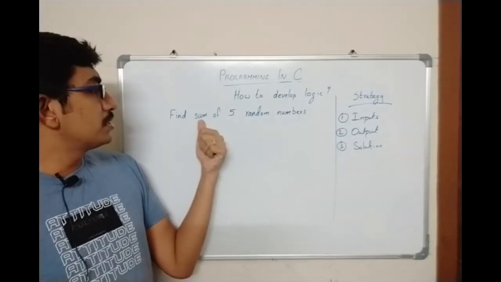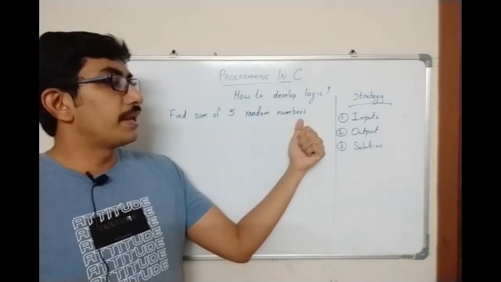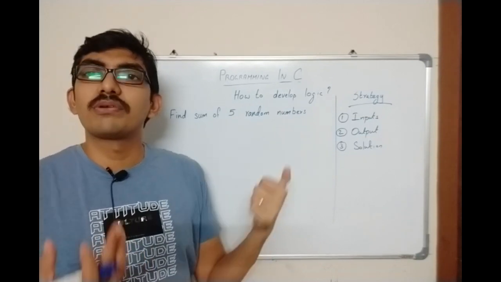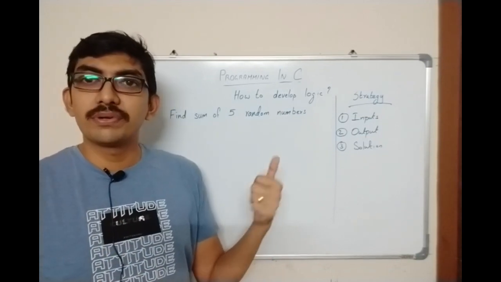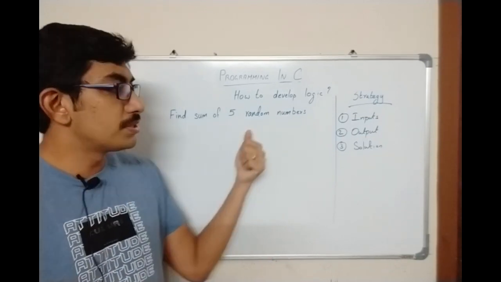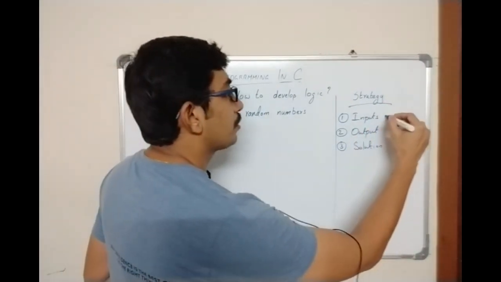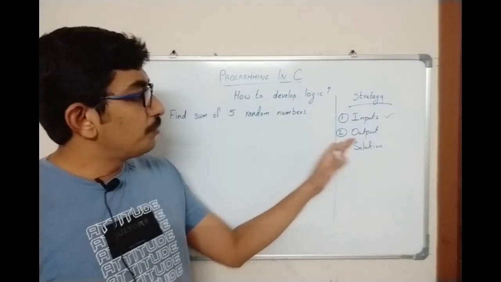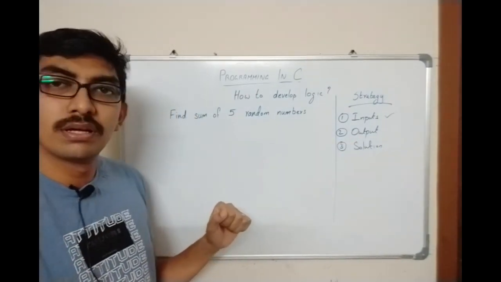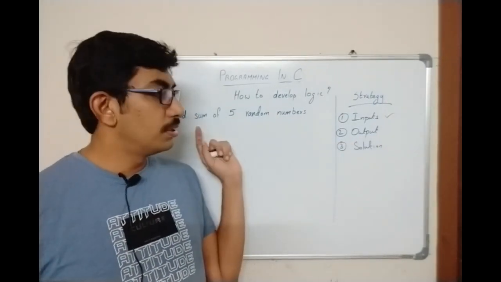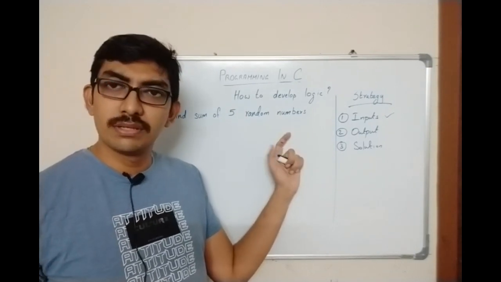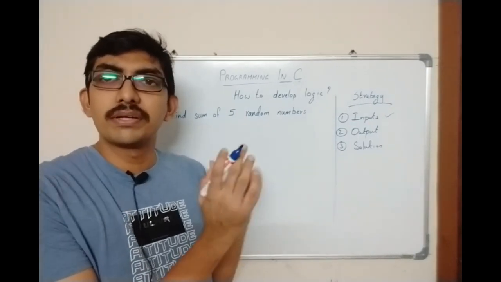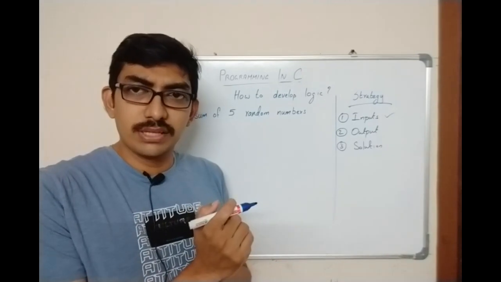The question is to find the sum of 5 random numbers. First of all, what will be the input? You have to get 5 numbers. So now you know the input: you have to get 5 numbers from the user. And what will be the output? There will be only one output. You will add up all the 5 numbers and that result will be given. So we will work it out with an example.